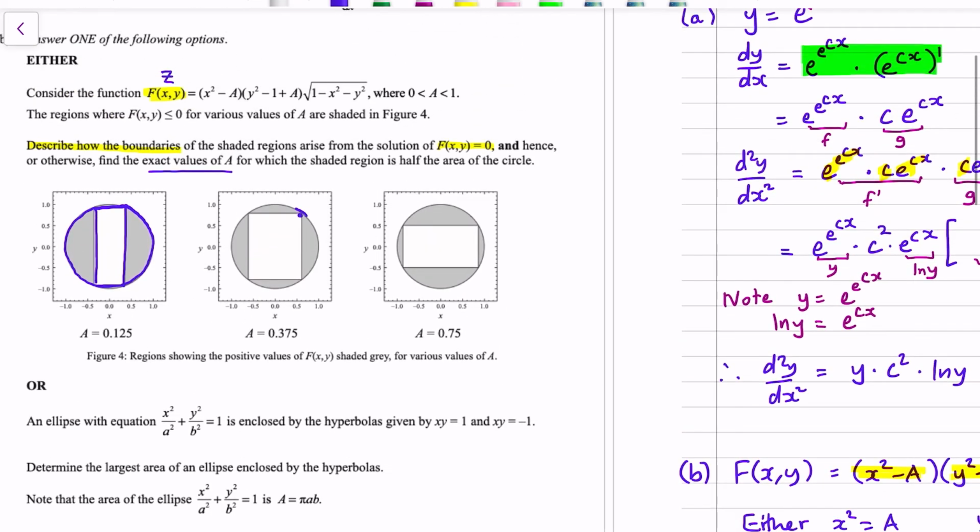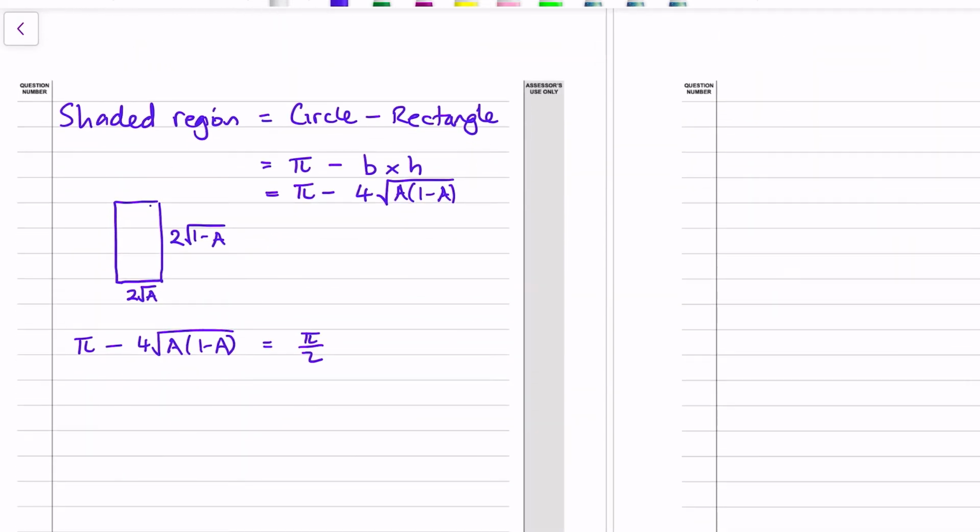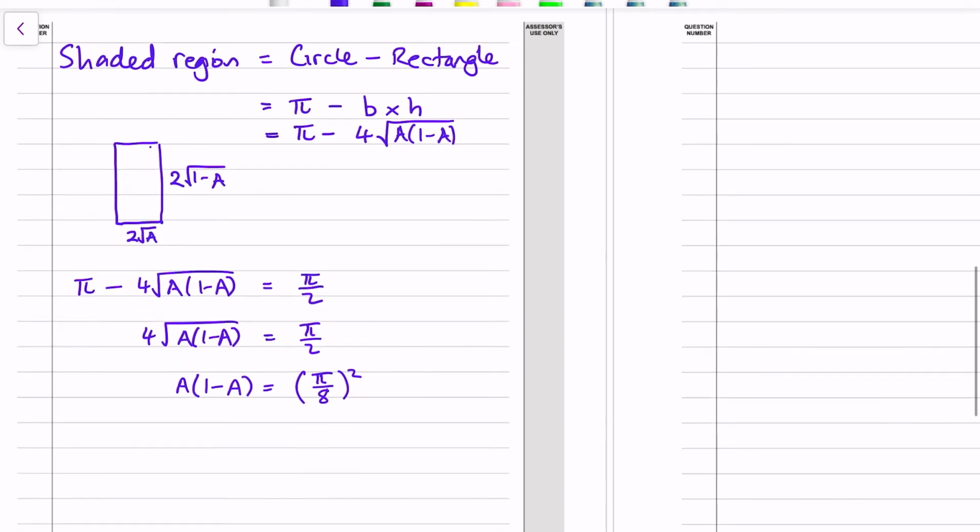Okay. Find the exact values of a for which the shaded region is half the area of the circle. In other words, the shaded region equals pi over 2. So we have 4 root a(1 minus a) is equal to pi over 2. a(1 minus a) is equal to pi over 8 all squared. a squared minus a plus pi squared over 64 equals 0. So that's my quadratic equation I need to solve.